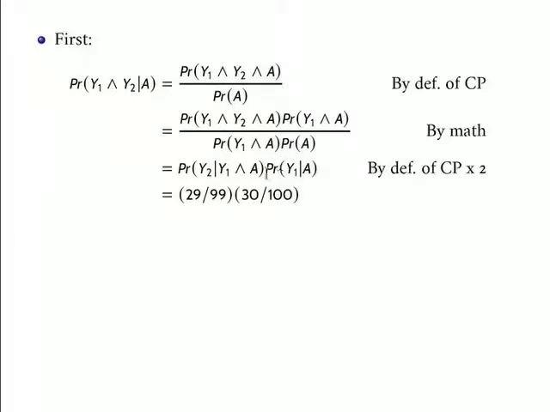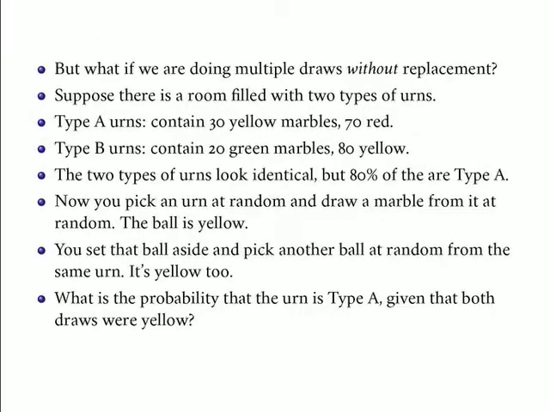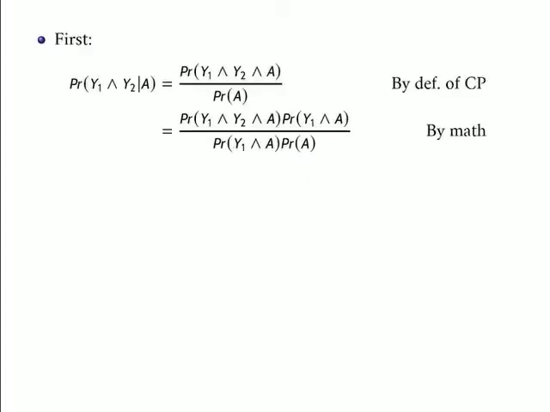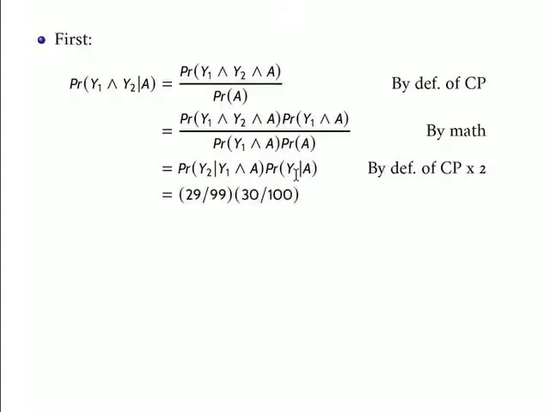So to start with the latter one, we know the probability of drawing a yellow on the first draw from type A is 30%. So to return to the setup, we said that type A urns contain 30 yellow marbles and 70 red ones. So that means that the probability of drawing a yellow marble on the first draw from an urn of type A is 30 over 100.